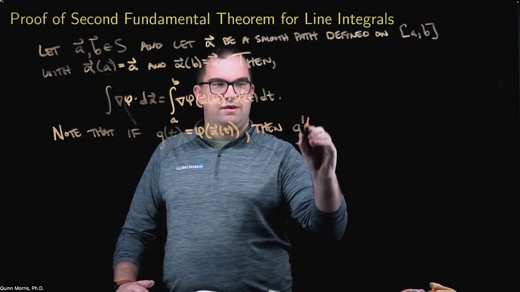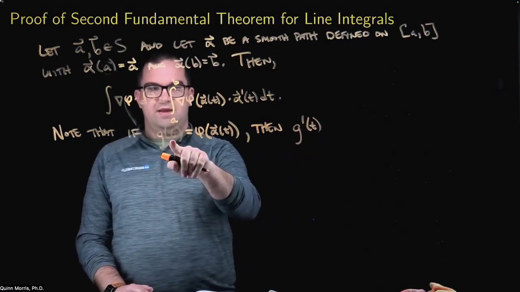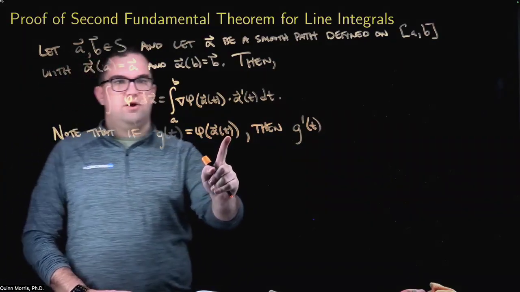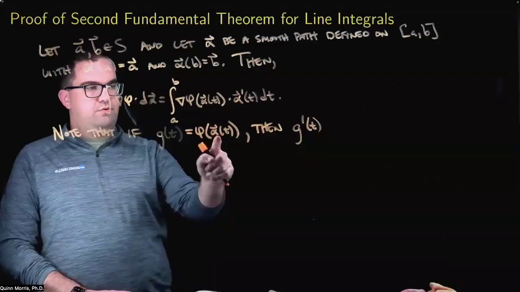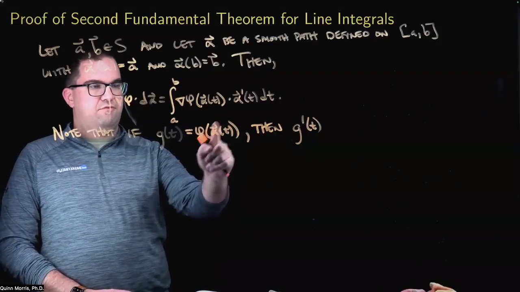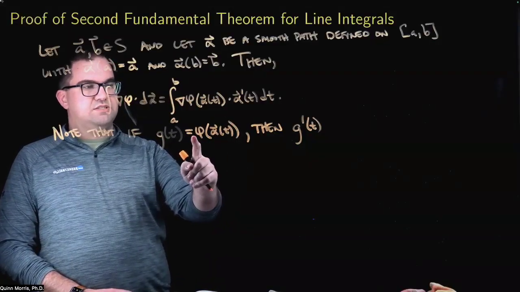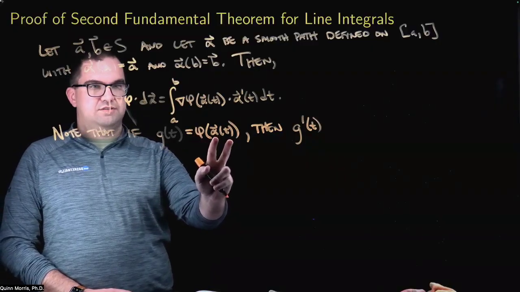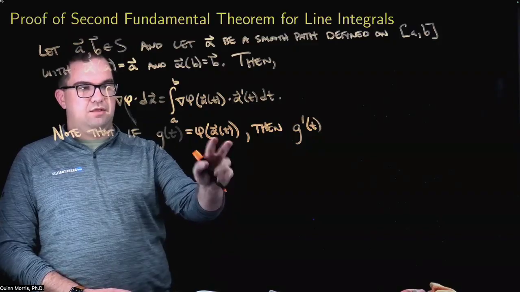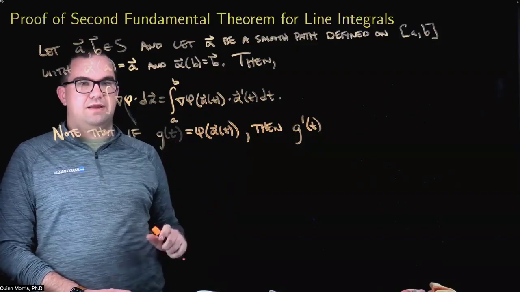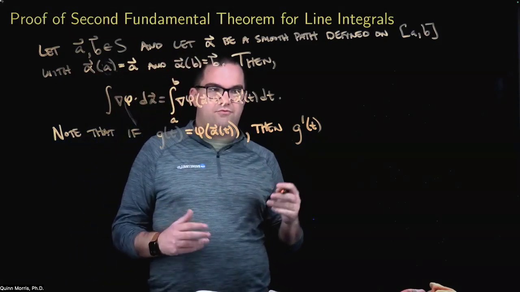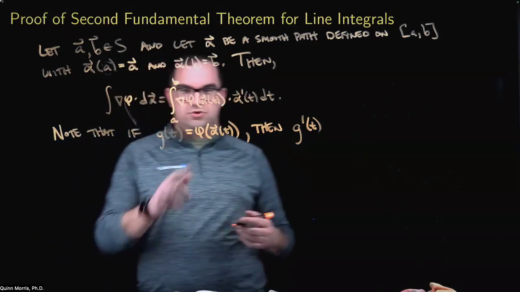Then the derivative. g is a scalar function, right? It takes as an input a real number. And over here, what do we spit out? Well, you put a real number into alpha, that gives you back a vector. But psi is a scalar field, so psi of this vector alpha of t gives you back a scalar. So I'm inputting a scalar t and getting a scalar output. So this is a real valued function of a single variable. I can take its derivative.